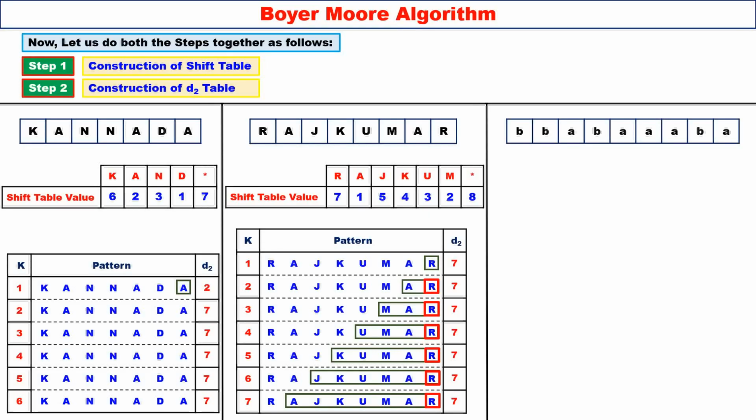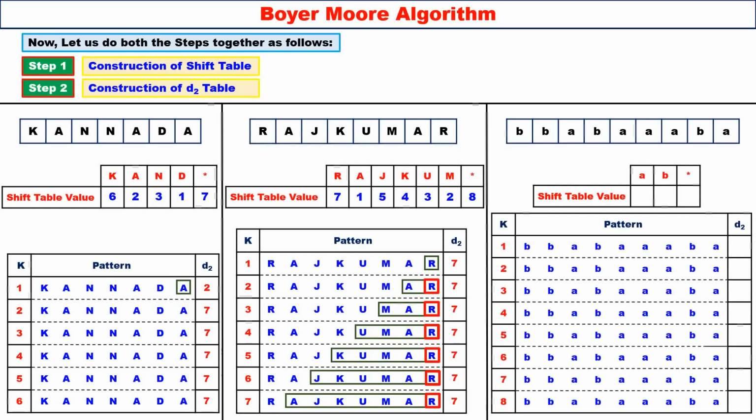Let us consider one more string: BB, AB, AAA, BA. Shift value, only 2 characters AB, and this is the D2 value. First, let us fill the shift values. For B, what is the first one? 8 because 8 characters are there in front. Again, the second character is B. Now it is 7. For A, it is 6.